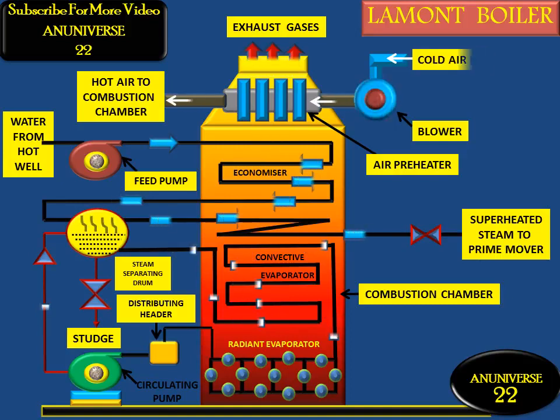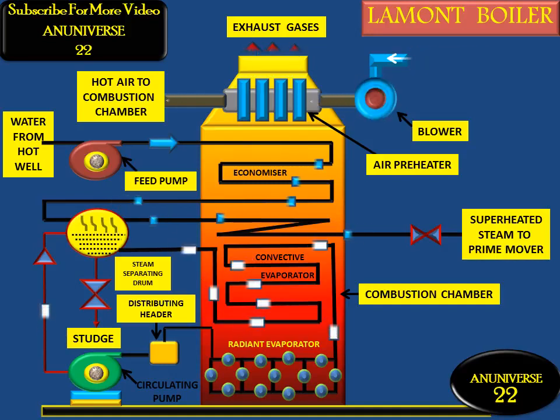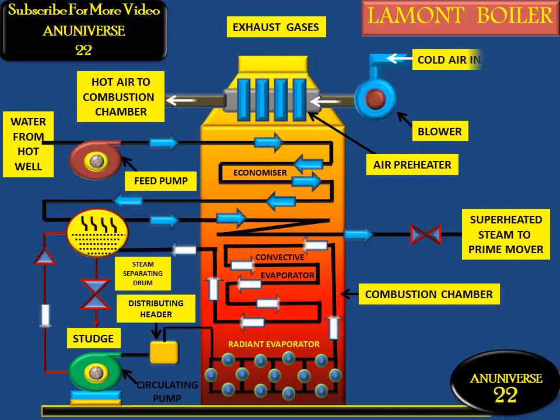And the working pressure of this boiler is above 170 bar and it has a steam generation capacity of about 50,000 kg per hour at a temperature of 773 Kelvin. So today we learned about the components of the Lamont boiler and the working of the Lamont boiler.